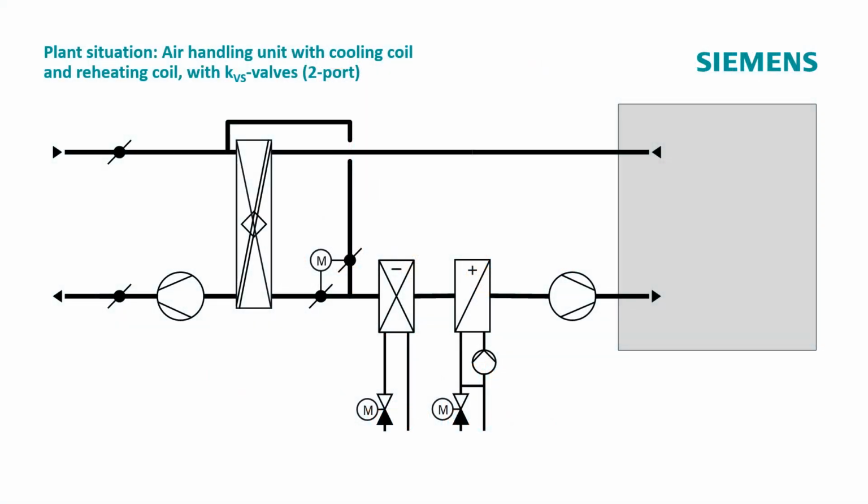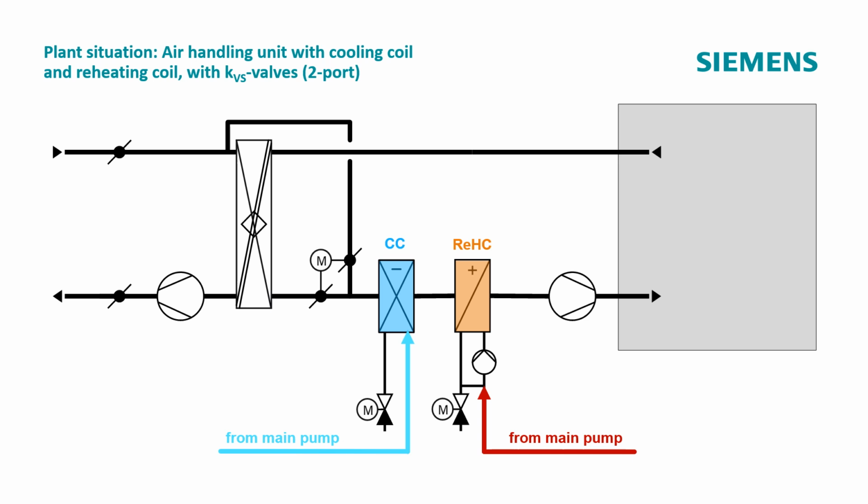Here is the plant situation. In this plant the cooling coil and reheating coil are each supplied with cold respectively warm water by their respective main pump. The main pump carries the water through the cooling coil, but in the case of the reheating coil the pump on site ensures circulation through the reheating coil and the main pump returns the cooled water back to the generator.